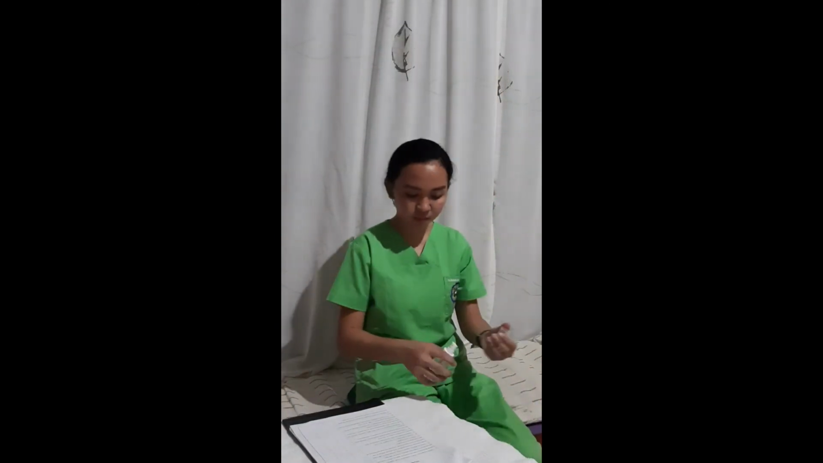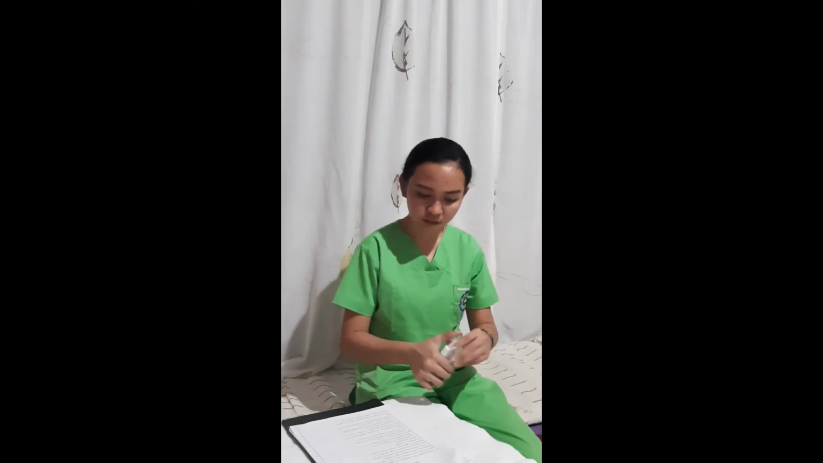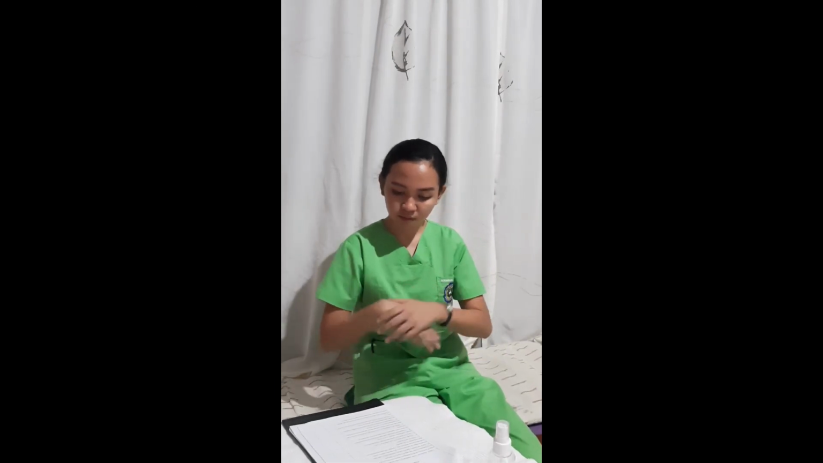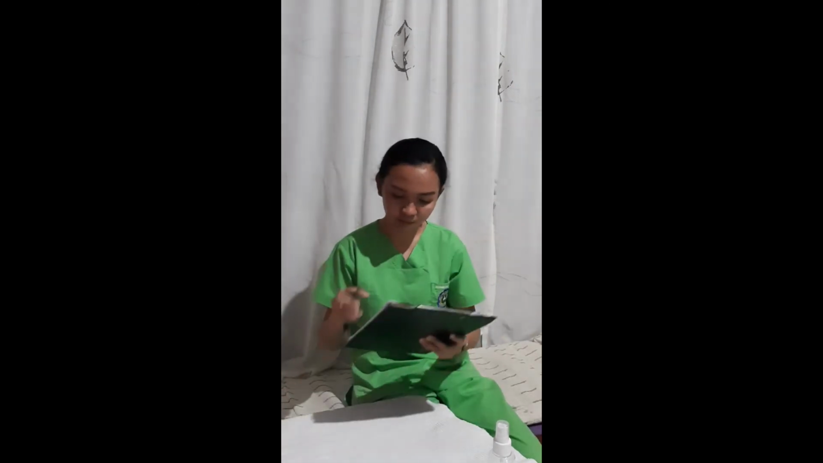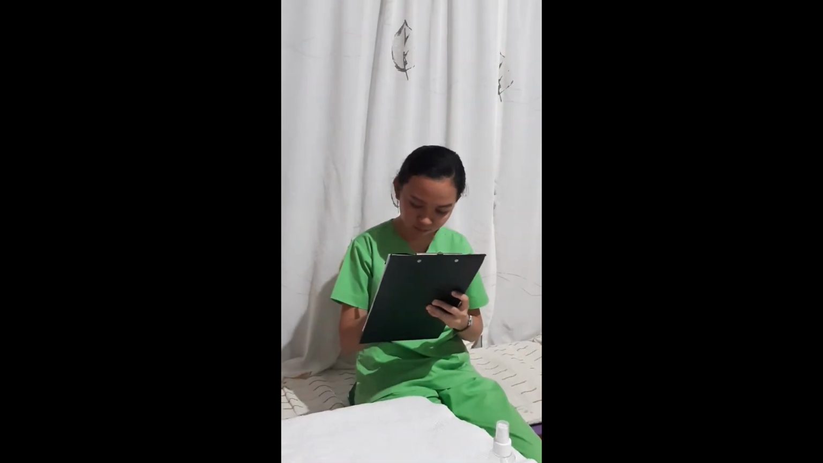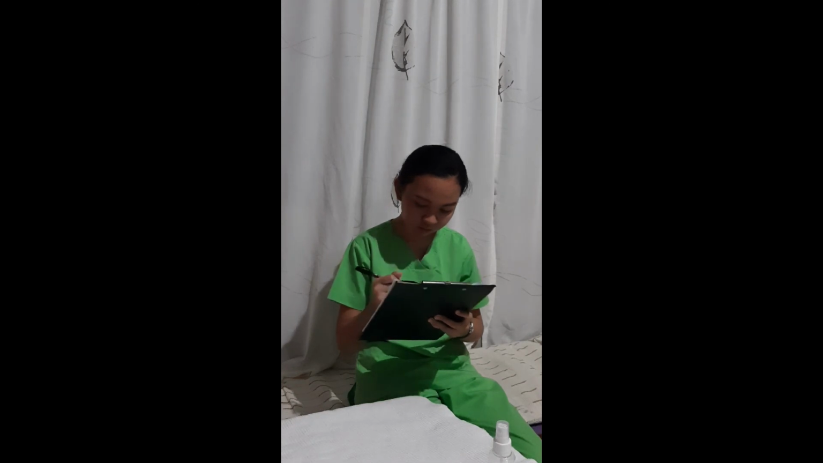Perform hand hygiene. After doing the procedure, document it in the patient's chart.